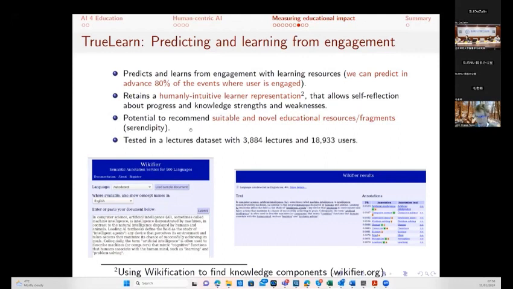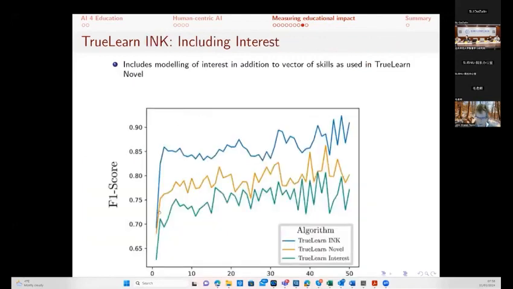So this human-centric point I was making before, it was tested on a data set of 3,000 lectures and approximately 19,000 users. And these were the F1 developments as we see more examples of interactions for individual users. So this is an average over users of their interactions. This is starting at the beginning, 10 interactions, 20, etc. The top score line is where we incorporate both interest and skills. The middle line is where we just measure the skills, and the bottom line is where we just measure interest. I won't go into the details of how we measure those.